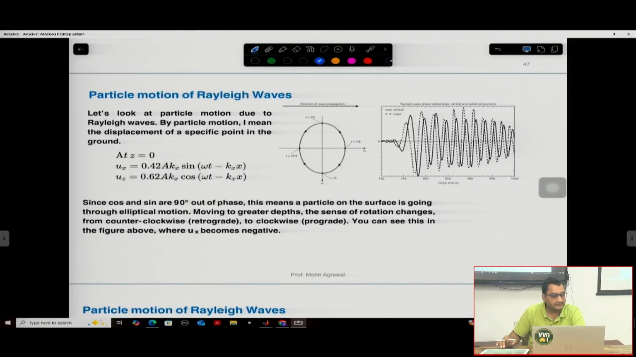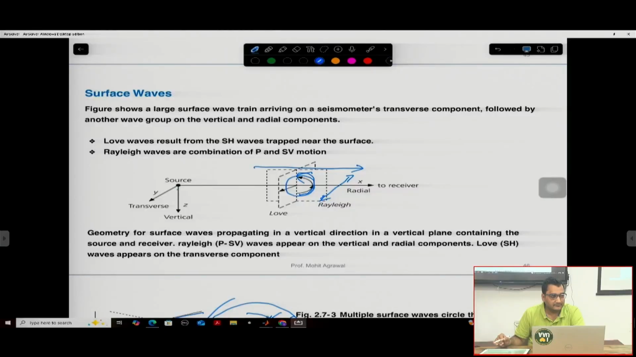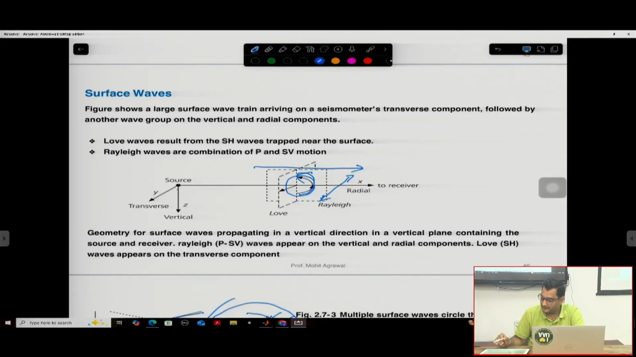Sir, can you please go back to that coordinate system, the source? This one? Yes. Sir, in this you said the Rayleigh and so on. I just wanted to confirm that it was vertical and radial. Yeah, this is the radial direction joining the source to the receiver.